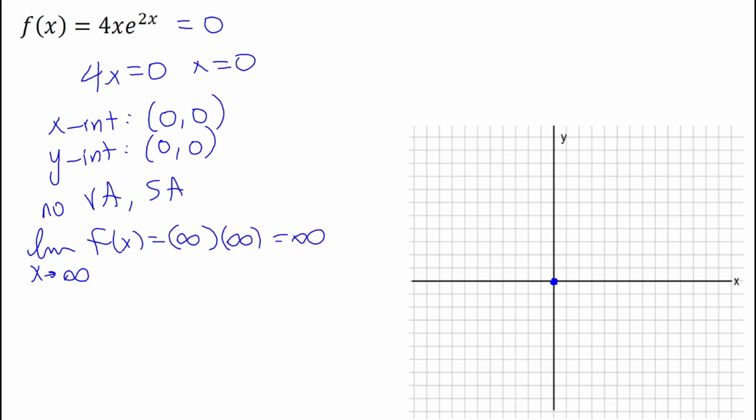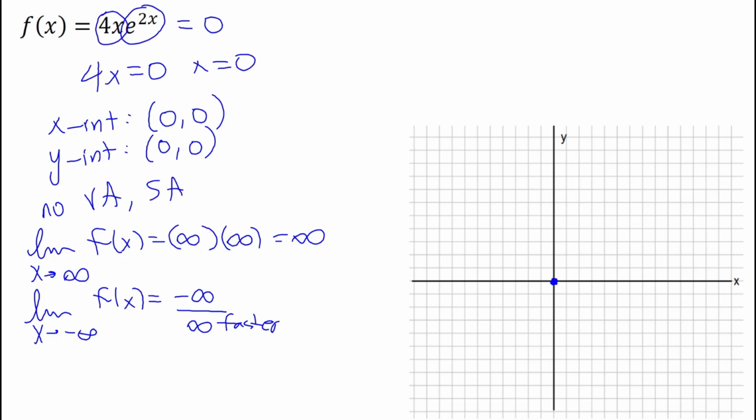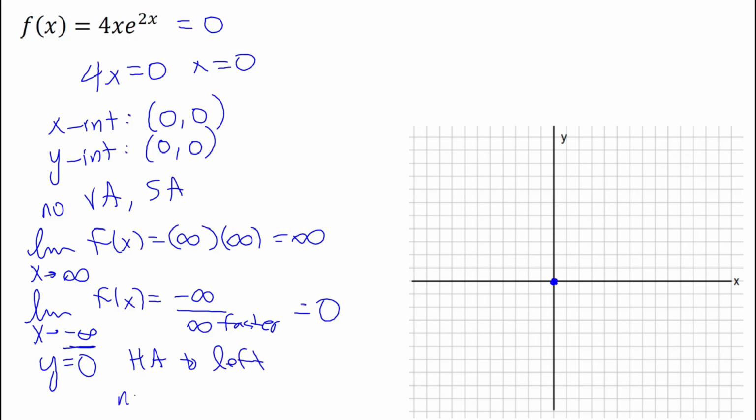So there's no horizontal asymptote to the right, but if we do the limit as x approaches negative infinity of our function, we end up with negative infinity over infinity faster, right? Because we have 4 times infinity, and then we have e to the negative 2 infinity, which drops to the denominator, and an exponential increases faster than a linear, which gives us 0, which means that y equals 0 is our horizontal asymptote to the left because it's towards negative infinity, and we have no horizontal asymptote to the right.